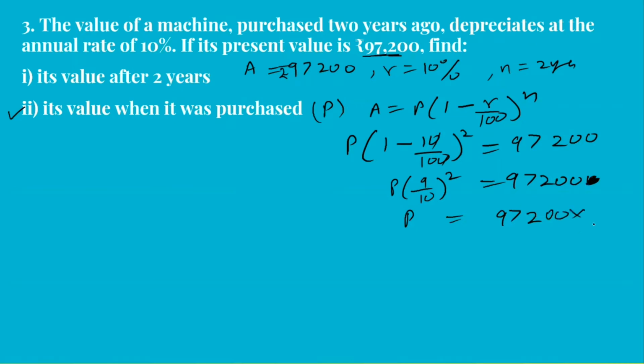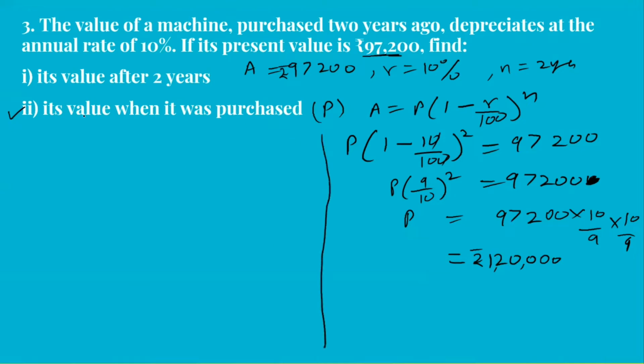So P is equal to 97,200 into 10 by 9 and 10 by 9. This 7 plus 2, 9, plus 9, 18, divisible by 9. Divide it, and on dividing this, you get 1,20,000. So this was the initial value. Its value when it was purchased is 1,20,000, when it was depreciated at the rate of 10% per annum. So 2 years before, the value of the machine was 1,20,000. Got it, this part?